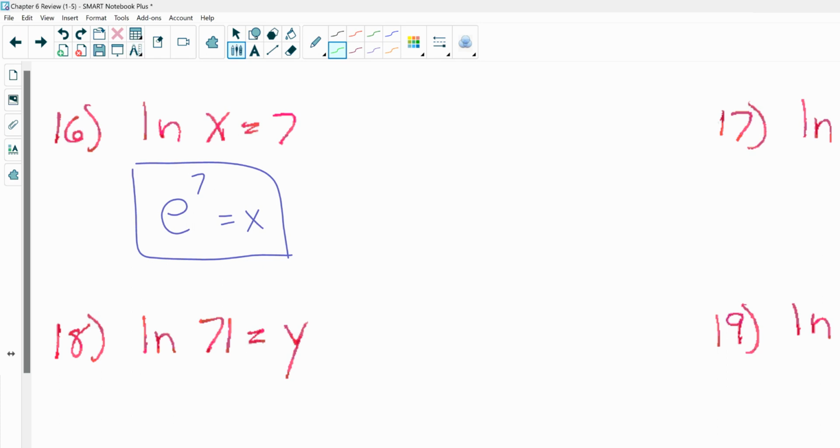Because even though it's not written, the base is understood to be e. Are you doing it on both sides as well? Again, the one in green is just the base, because it's the natural log base e of x. If we applied e to both sides, e and the ln will cancel, giving us e to the 7 on one side, and the other side would just be x.